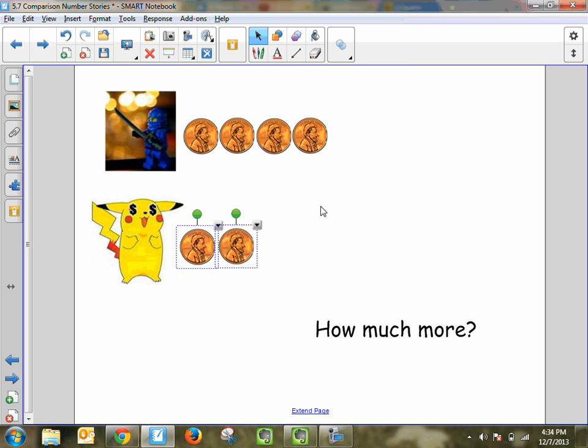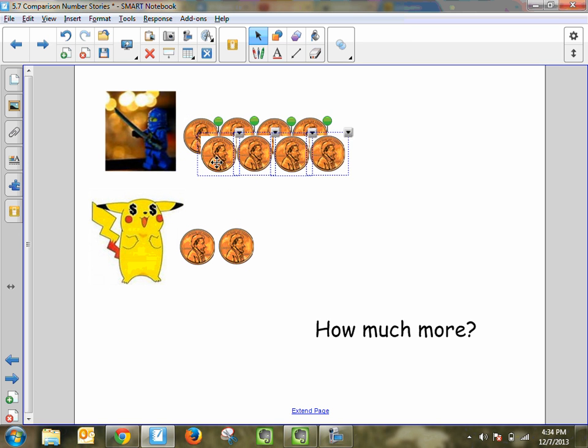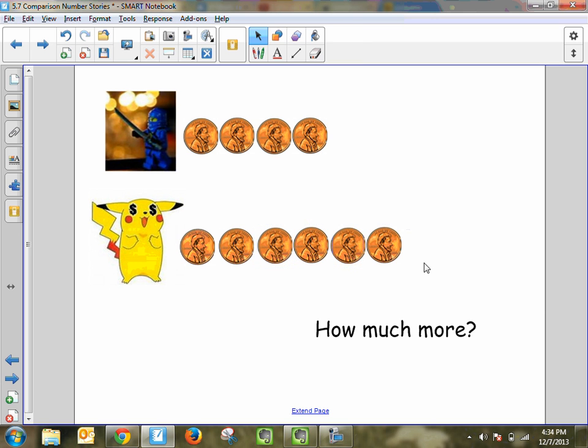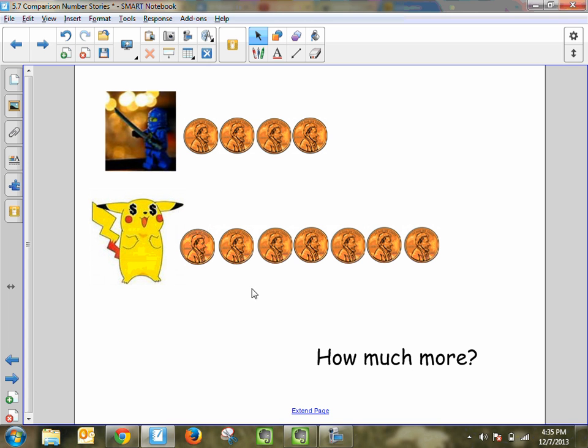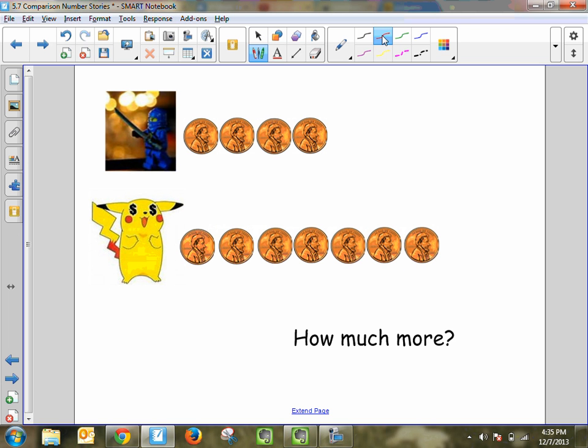Let's do one more here. Let's go ahead and actually let's do this. And let's add one more here. Let's give Pikachu some money. So now again, the first thing you need to do is figure out who has more money. And you can see Pikachu's pennies go a lot farther than what Ninjago's do. So we can say, well, Pikachu has more money. But the thing that I need to figure out, again, is that question, how much more does Pikachu have? So connect them to find out.